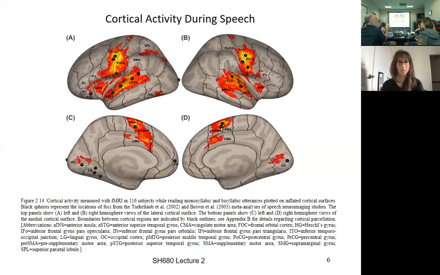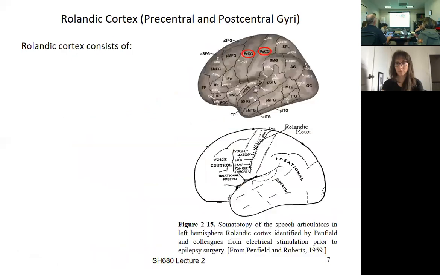And I bet if you look in kids, it looks more bilateral in the premotor cortex, whereas in adults, it's more left lateralized in the premotor cortex. But that's just me. Okay, so let's move forward.